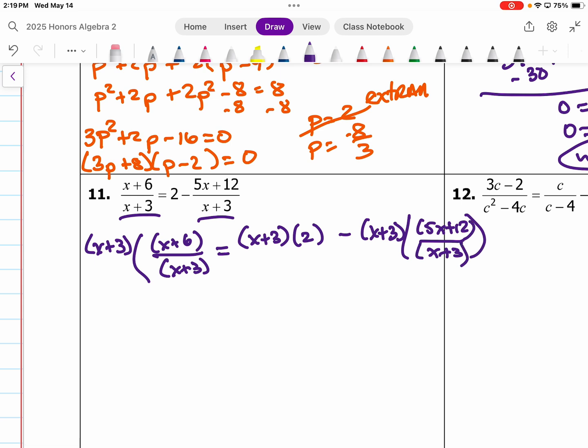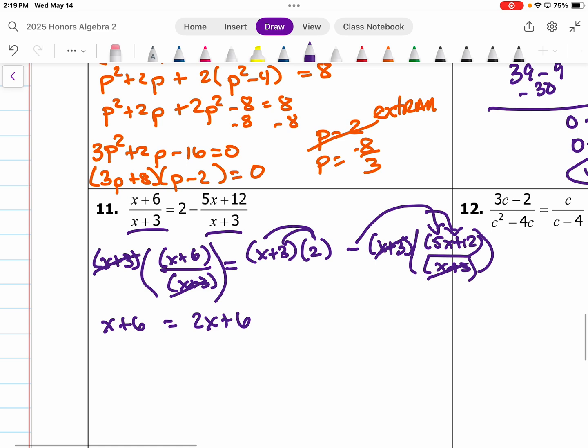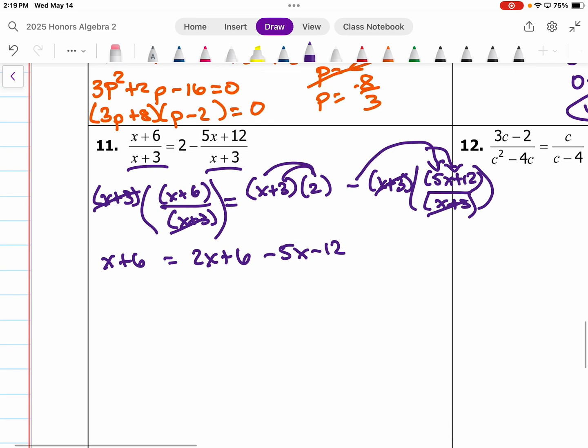All right, here we go. On the first fraction on the left, the x plus 3's cancel. I'm left with x plus 6. I'm going to go ahead and distribute the 2. 2x plus 6. The x plus 3's cancel, and I can distribute that negative sign to both parts of the top. So minus 5x minus 12.